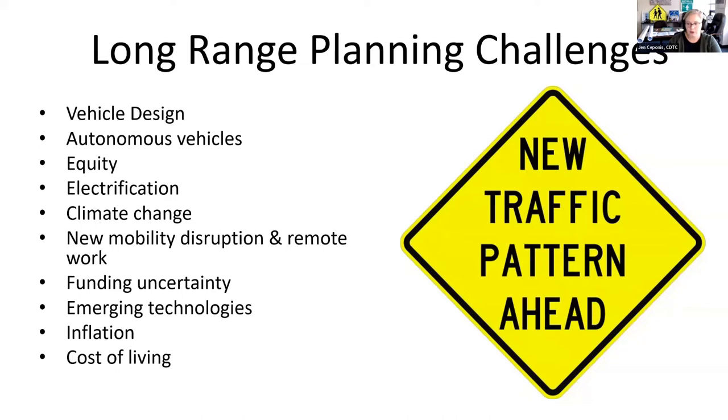And then there's other growing issues and concerns that affect the transportation system, like the design of vehicles getting larger, potential for autonomous vehicles, equity, electrification of the system, the ongoing climate crisis, new types of mobility, and even the growth of remote work. Funding uncertainty is always a challenge, but now also inflation and increasing costs of living.